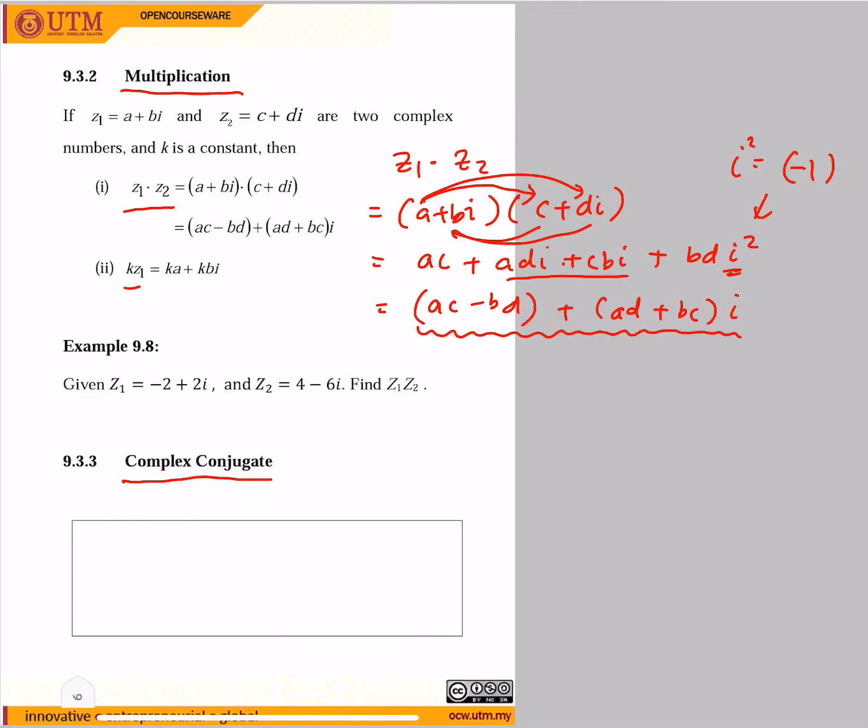If we have a constant K multiplied with Z1, we will have KA plus KBi, because KZ1 is basically K multiplied with A plus BI, so we need to multiply KA and KB. So this will be the complex number.